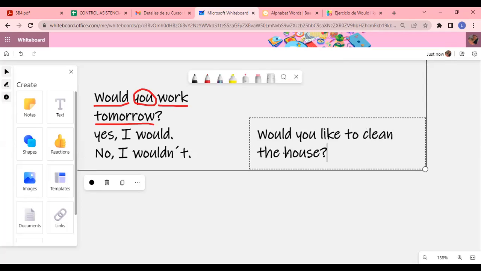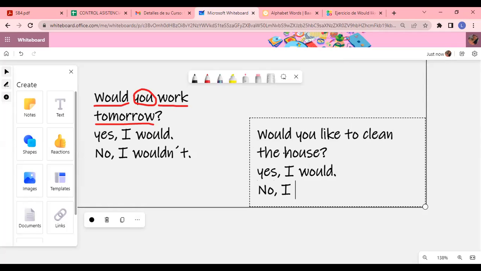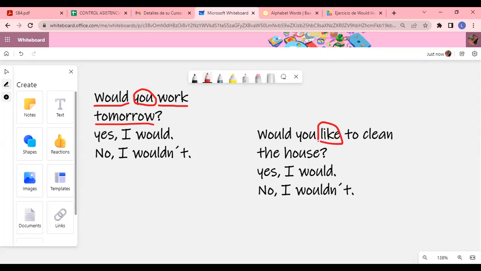And then you can say, yes, I would, or no, I wouldn't, right? The same answers. The only thing that changes, lo único que va a cambiar sería el like to, right? And then we have the verb. Okay.